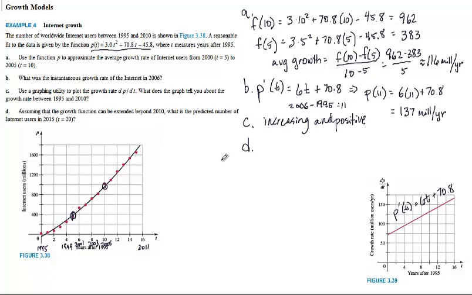Assuming that the growth function can be extended, what is the predicted number of users at t equal 20? So at t equal 20, I'm just plugging into my growth function because I just want to know what that number is. So I just want to know what P of 20 is, and then I crunch those values, and you should get about 2570 million users.